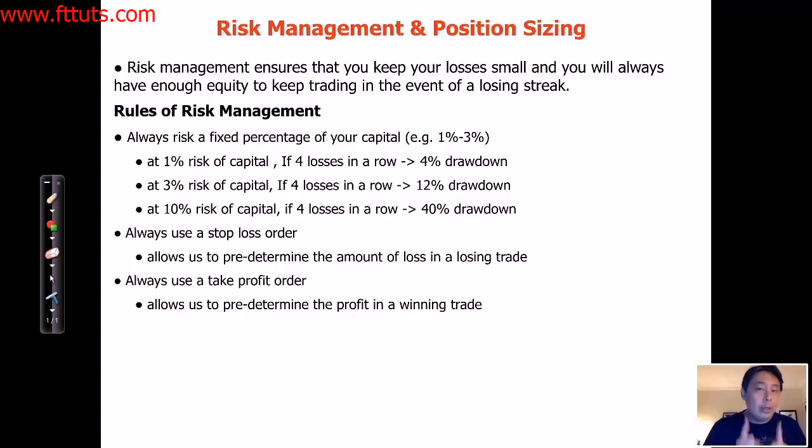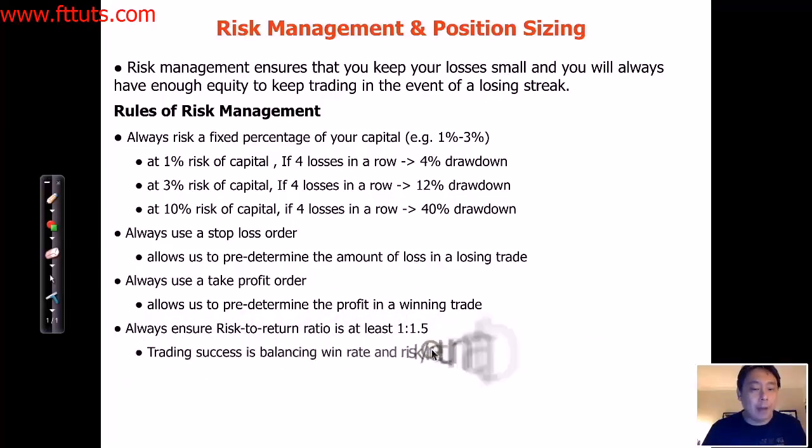And by having a predetermined profit target, you can ensure that you always get more than 1R of risk. So when you lose 1R, when you win, you have to win more than 1R. 1.5R is my style for Forex. Okay? So again, ensure your risk to return ratio is at least 1:1.5.